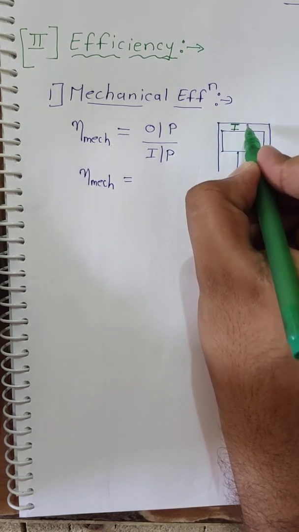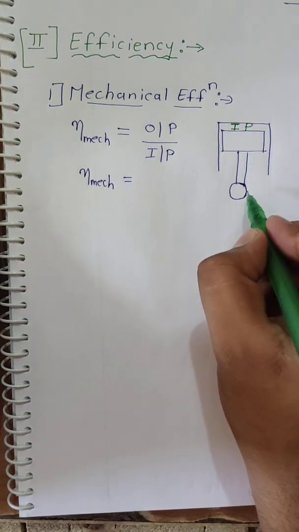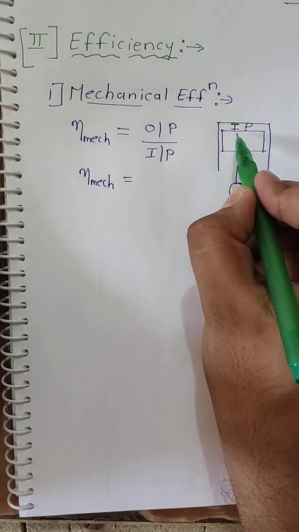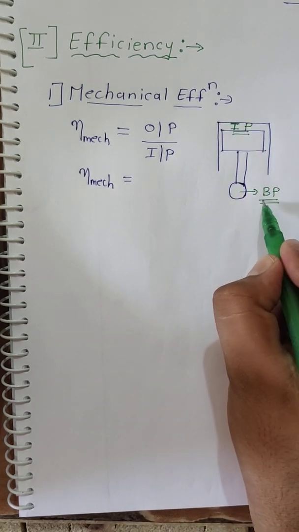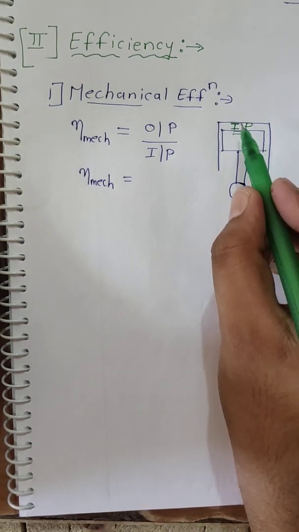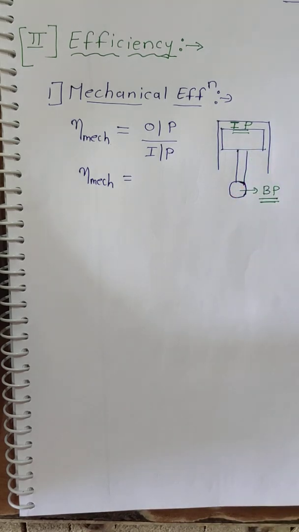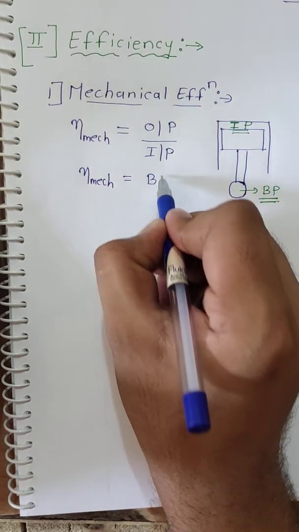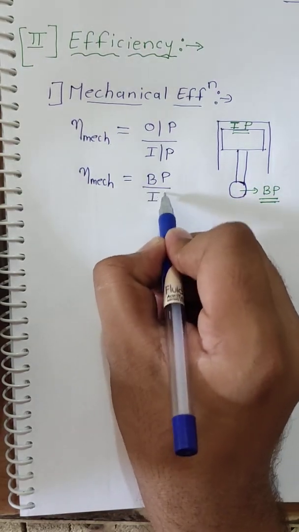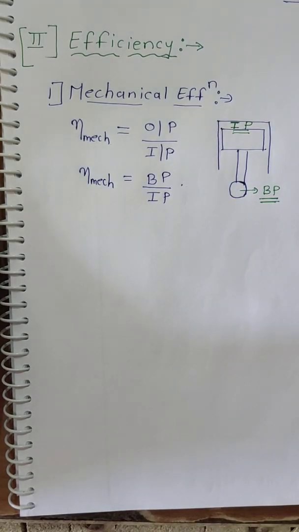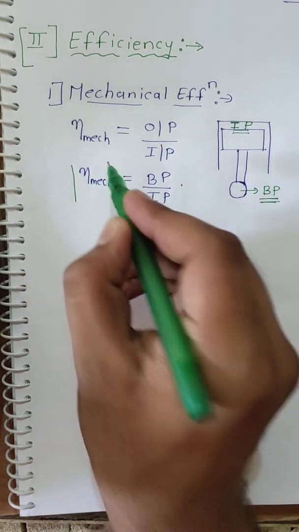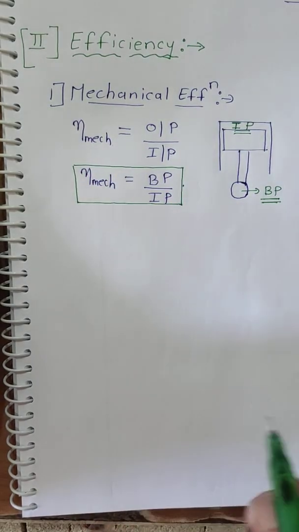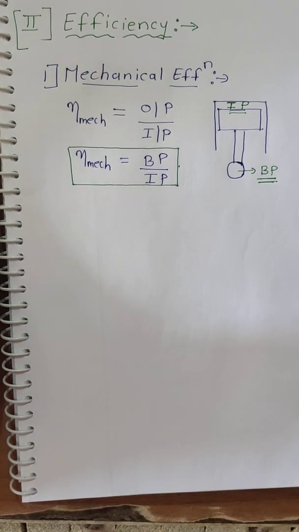Absolutely. Indicated power. And here brake power is going to develop. Out of these two, for the engine, which is output? Yes, brake power is the output and input is your indicated power. So my mechanical efficiency formula becomes brake power upon indicated power. Mechanical efficiency equals brake power upon indicated power.